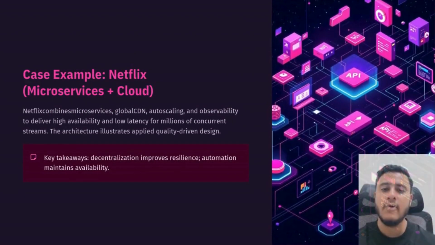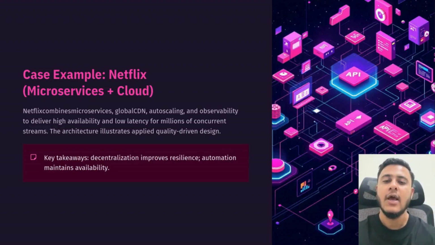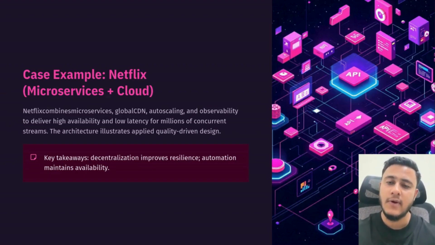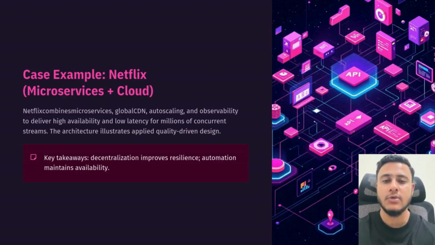Now I will explain a real-world example using Netflix. Netflix uses a modern software architecture based on microservices and cloud computing. Instead of using one large system, Netflix divides its platform into many small services. Each service handles a specific task such as video streaming, user accounts, and recommendations. Because of this microservice approach, if one service fails, the entire system doesn't stop working. This improves system reliability and availability.